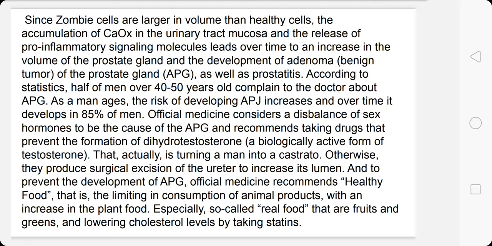Otherwise, these medical doctors produce a surgical excision of the ureter to increase its lumen. Again, they don't cure the cause of the problem, they just diminish symptoms. To prevent the development of the adenoma, official medicine recommends so-called healthy food. They recommend eating a lot of vegetables and fruits with oxalates, and they also propose to limit consumption of all animal products. And this is all, to my opinion.